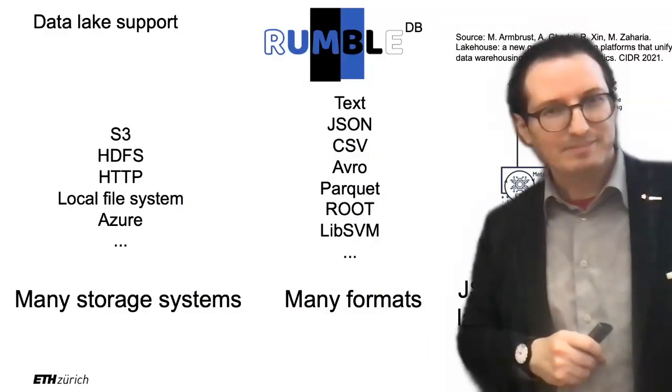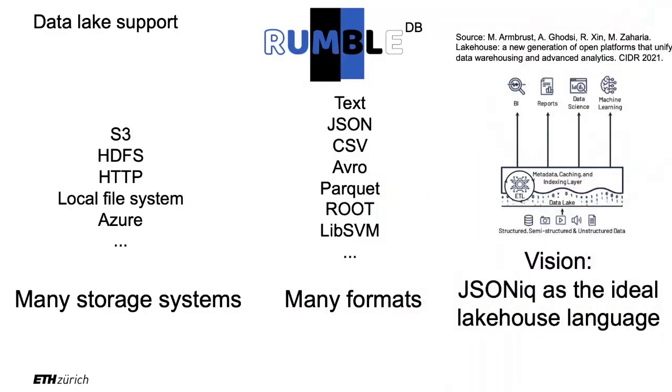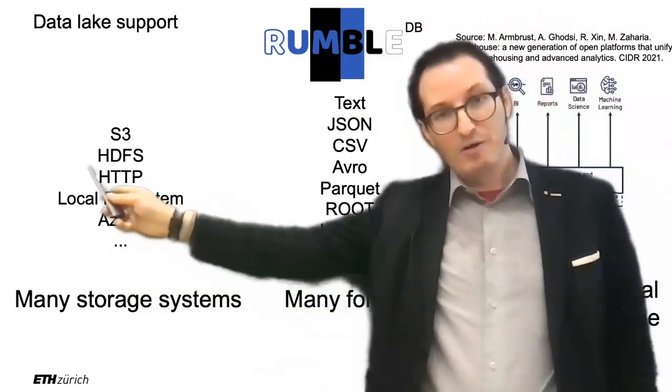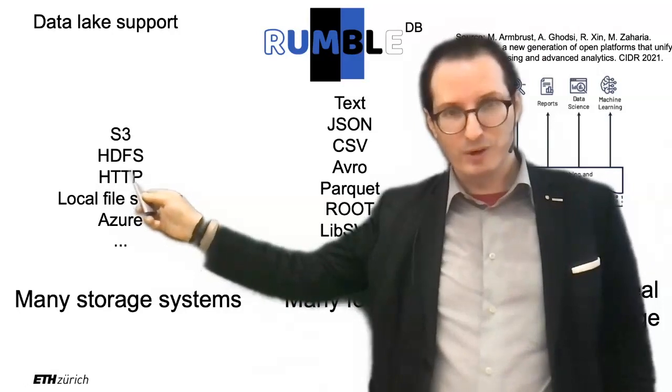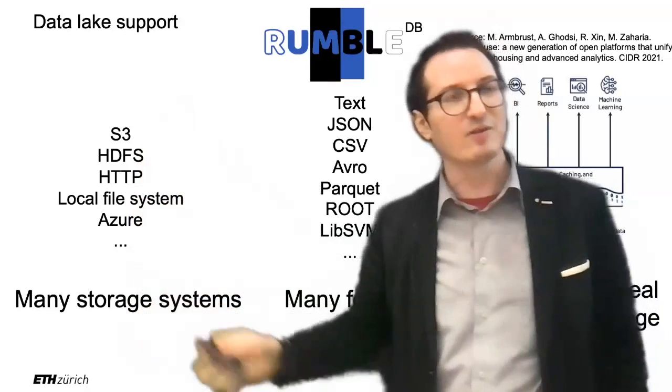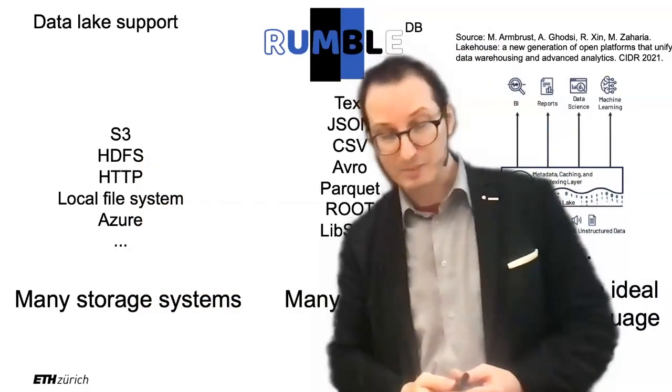All right, so now let's get back to JSONiq. The idea is that this RumbleDB that we developed here at ETH is able to read data from many different places: from your local drive, even without the Docker Compose environment, from the web, directly downloaded, on HDFS, on S3, on Azure, and so on. So you can read from many different data lakes.